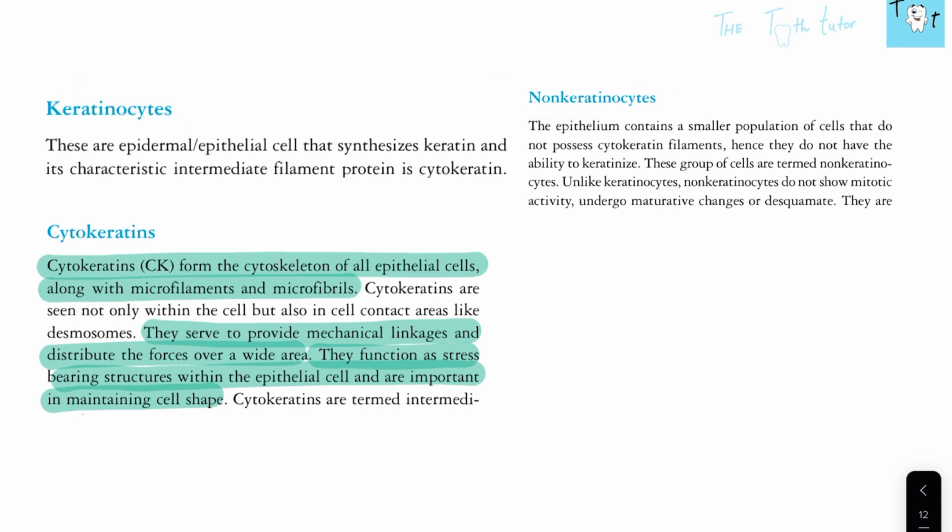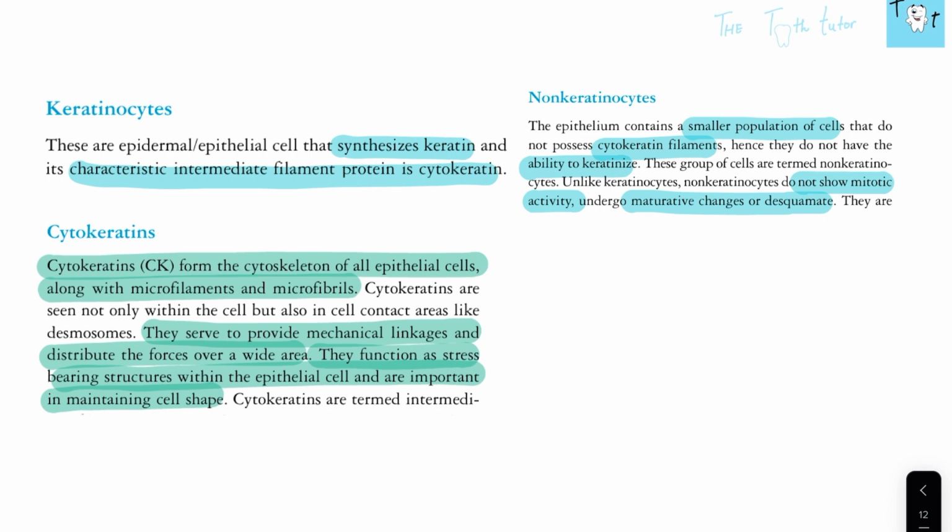So keratinocytes, these are the cells which synthesize keratin, and they have a characteristic filament protein called cytokeratin, right? Non-keratinocytes are smaller in population, they are less in number. They do not have cytokeratin, and they do not keratinize. So they have different functions. They are not for keratinization. They do not show mitotic activity and they do not undergo differentiation or desquamation.